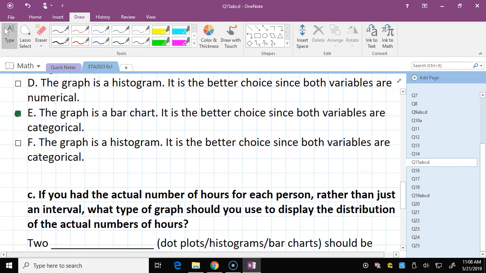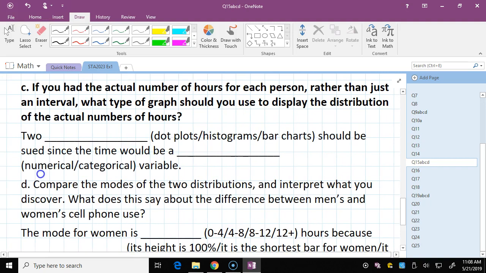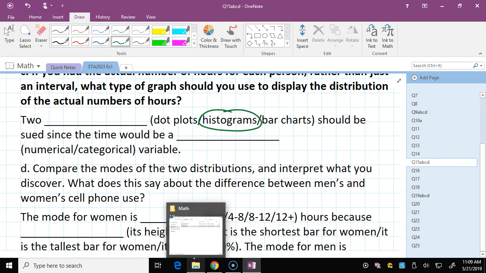Sorry, thank you for that, T. If you had the actual number of hours for each person, rather than just an interval, what type of graph would you use to display the actual numbers of hours? Dot plot, histogram, bar chart. Say it again. You could argue dot plot, but what else would be a little bit better than that? Histogram. Histogram is just a little bit better than the dot plot, just so you know.